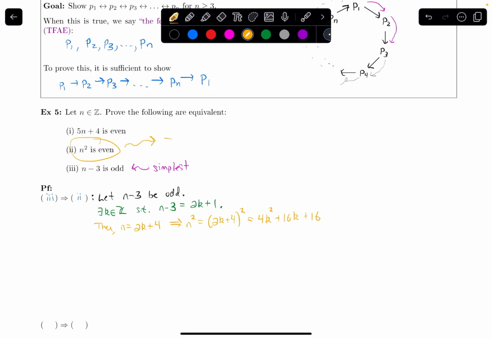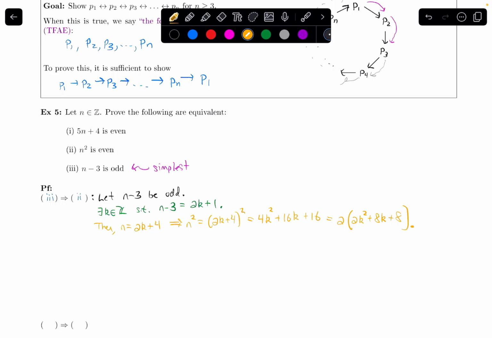equaling 2 times some integer, which means I'd love to be able to factor a 2 out of all of this. And I can. So let's go ahead and do that. Let's factor a 2 out of all of that. So that'll give me 2 times k squared plus 8k plus 8. And because k is an integer, and in the parentheses we're just multiplying and adding integers together, that's going to be an integer. So let's relabel it.